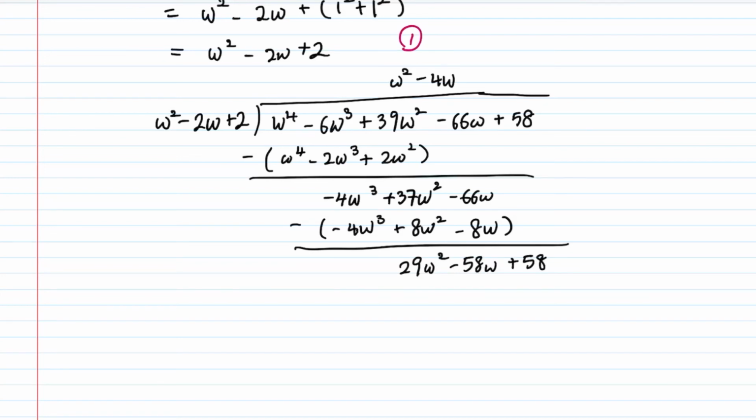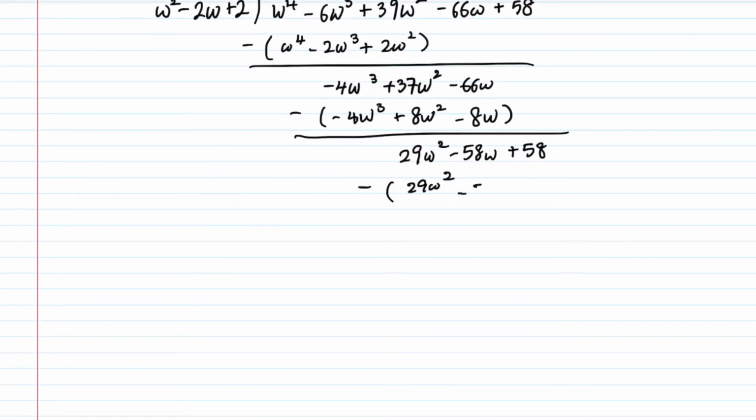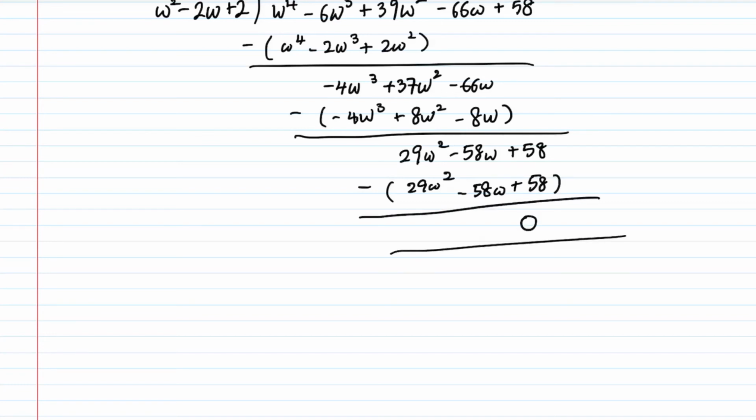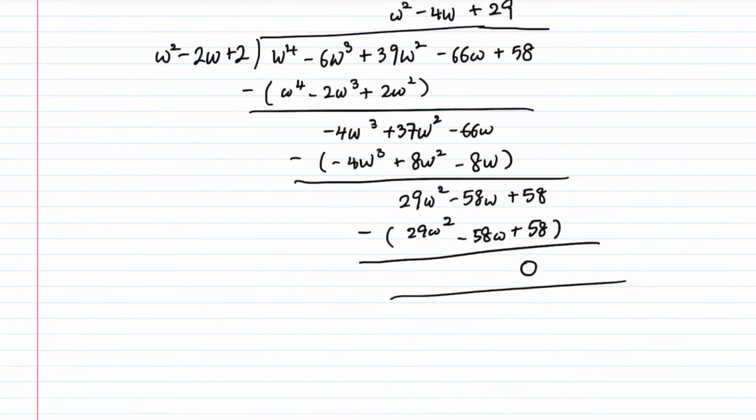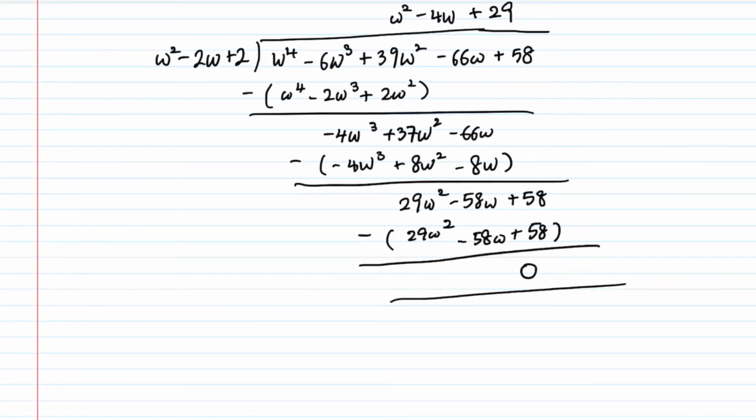I can do this one more time and add a 29 at the end. And so I'll just have 29W squared minus 58W plus 58. Oh, it's very, very nice. I'm not even left with anything, I'll just be left with 0. So that's how you know that this is the correct answer, okay? Because your two quadratic factors, when multiplied, give you the entire equation, which is W to the power of 4 minus 6W cubed plus 39W squared minus 66W plus 58.